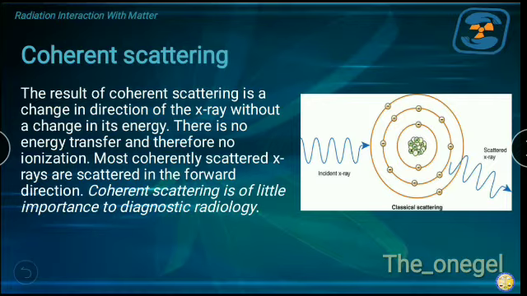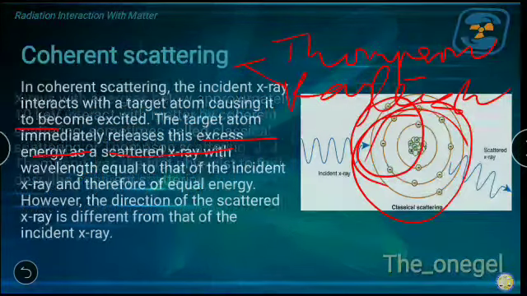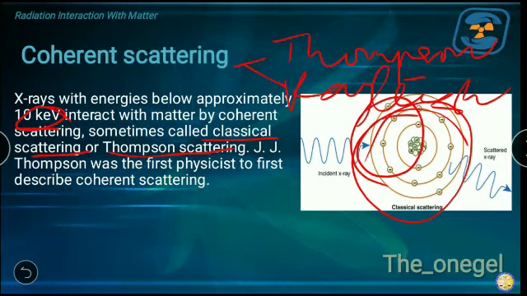There is no energy transfer, so there is no interaction between them; the photon just passes by the atom. And therefore, no ionization. Most coherently scattered X-rays are scattered in the forward direction. So coherent scattering is of little importance to diagnostic radiography, because, as you can notice, the photon energy is low.